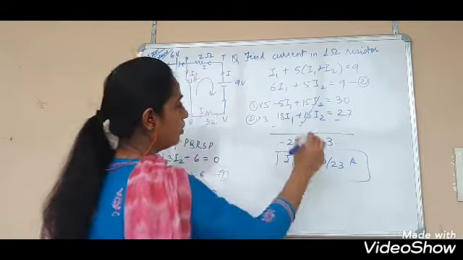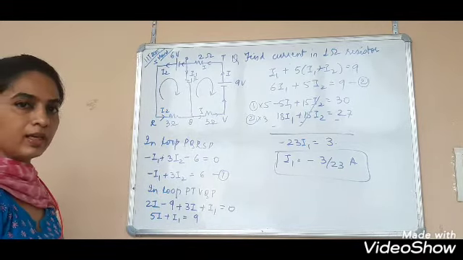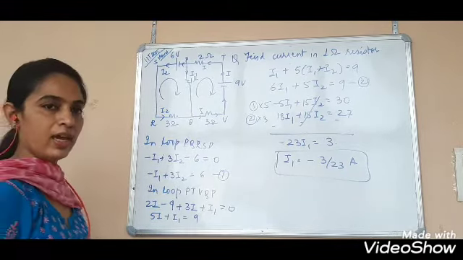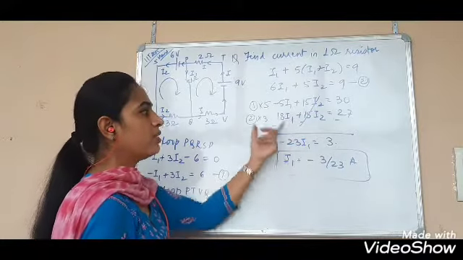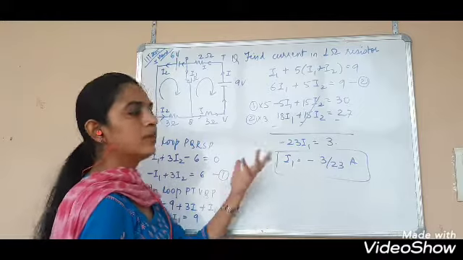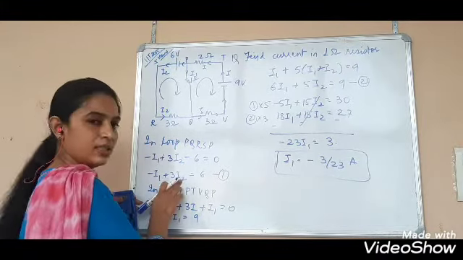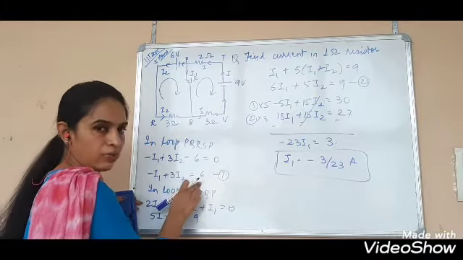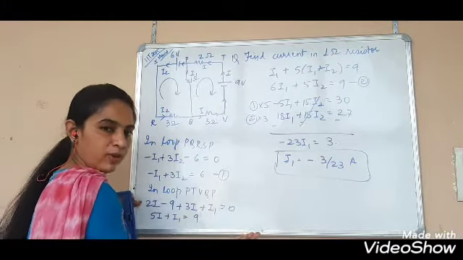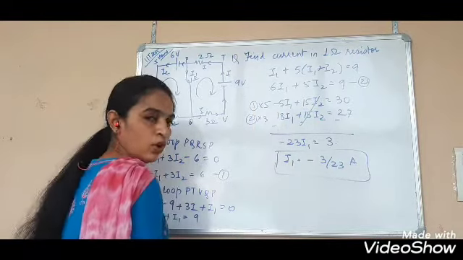So you got the value of current in 1 ohm resistor directly. Right? When we solved the previous way, we got I2. That is also okay. You would have substituted the value of I2 in this equation and you would have got the value of I1. But that would have been again longer. So we can solve this way and directly get the value of I1.